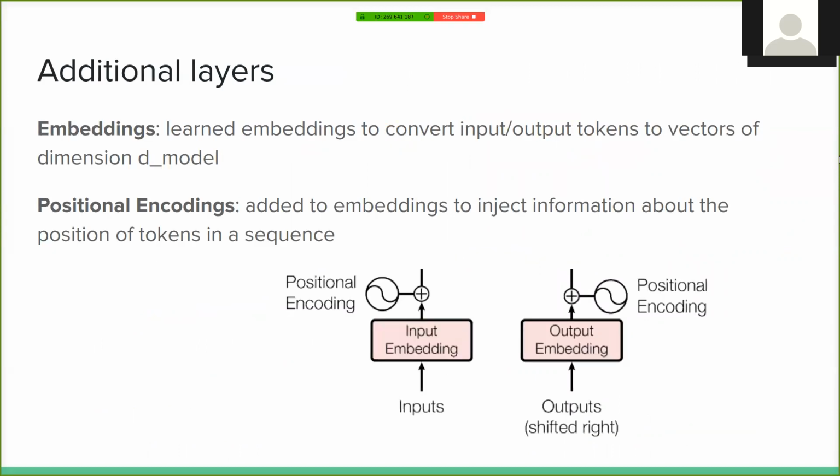And finally, we have this, which is on the low part of the model. We have the embeddings. So we use learned embeddings to convert the input and output symbols, input-output tokens, to vectors of dimension d model, and some positional encodings to add some information about the positions in the sequence. So then this left part goes into the encoder and the right part goes into the decoder.